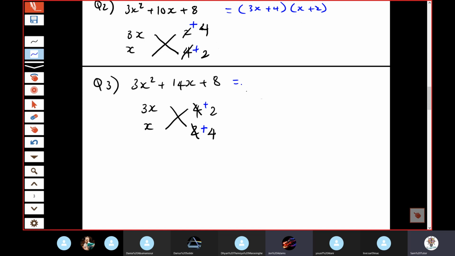What's the answer that we're looking for? 14. 3x plus 2, bracket, x plus 4. That's it. That's our working out. The answer we're wanting is this.